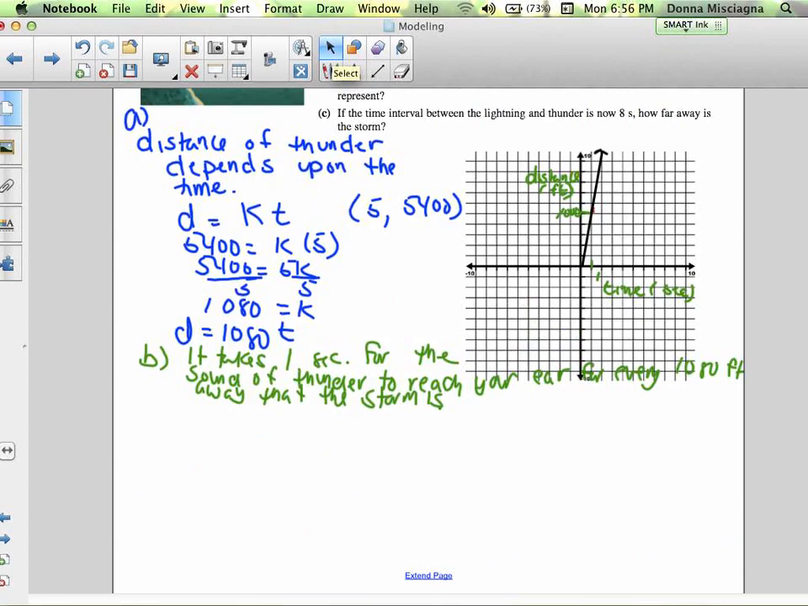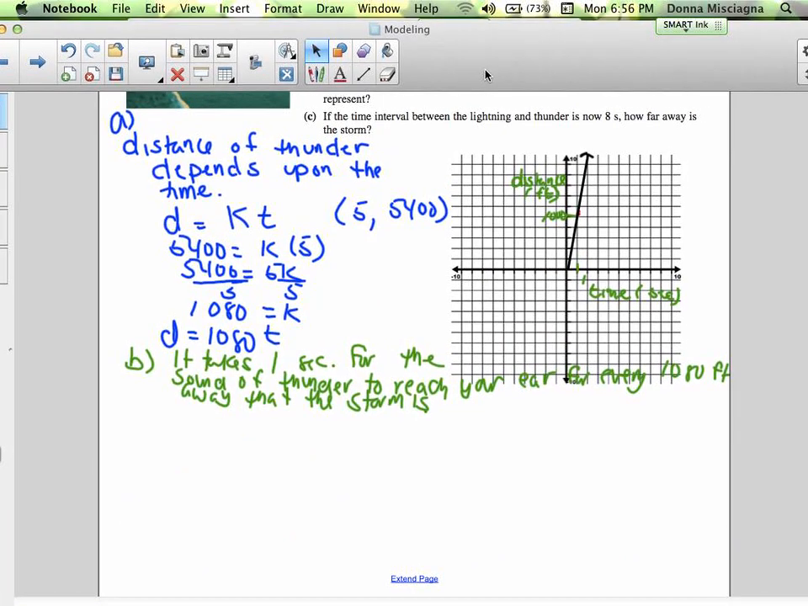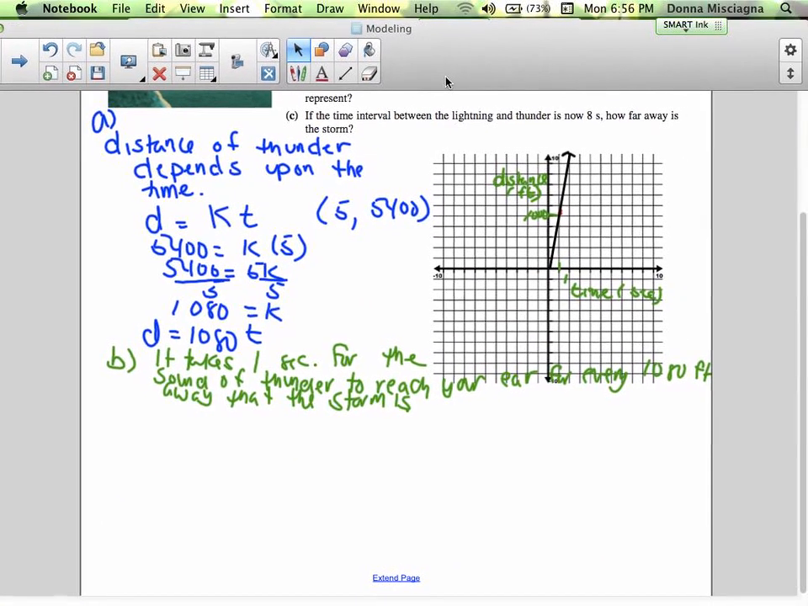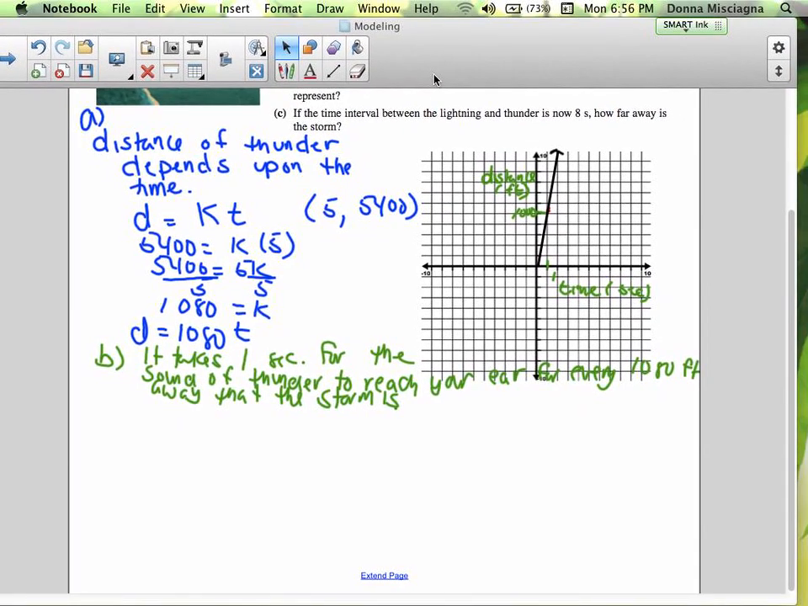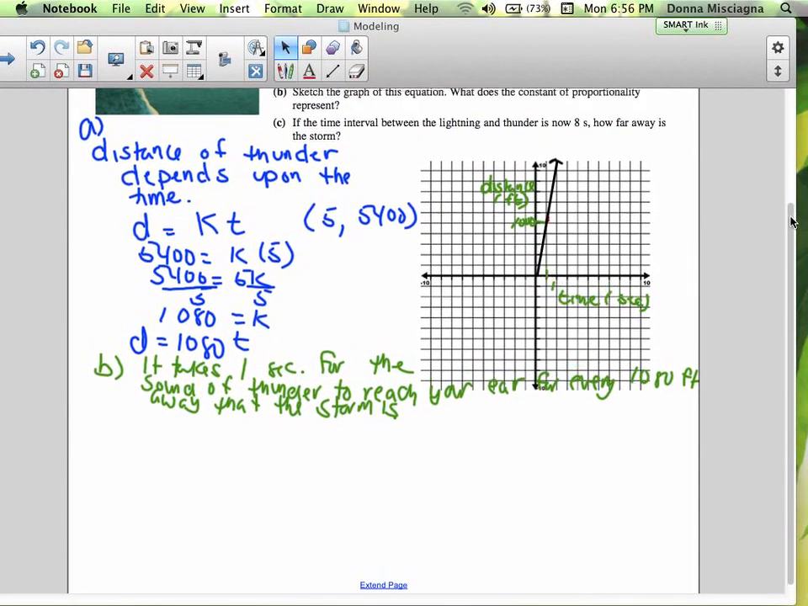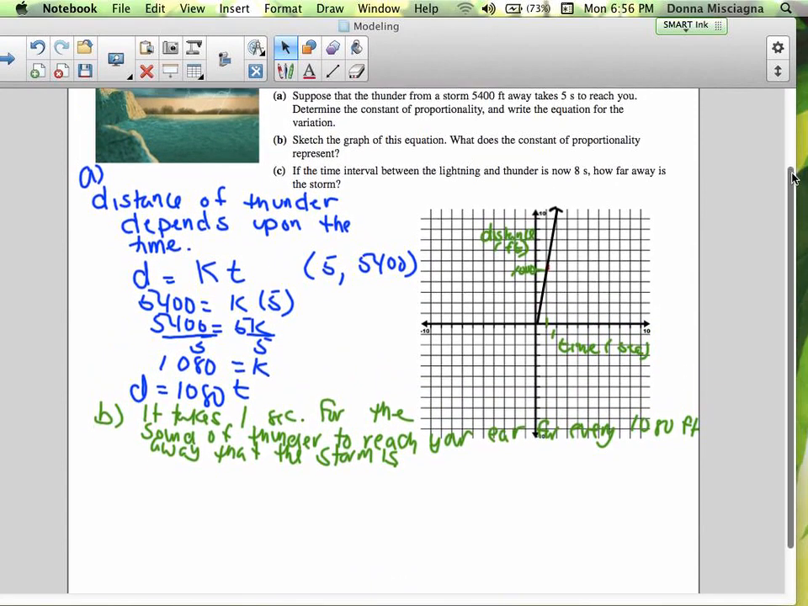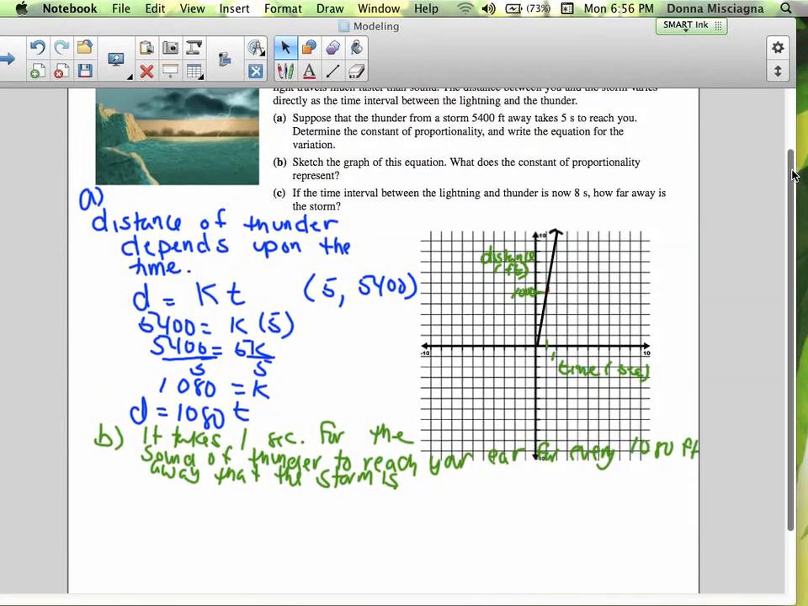There we go. And then let's answer C here, the last portion. Boy, this orientation, I have to reorient the board. If the time interval between the lightning and thunder is now 8 seconds, how far away is the storm?